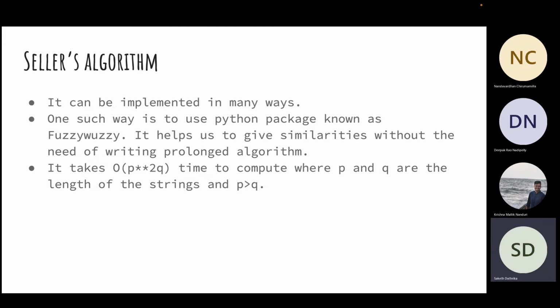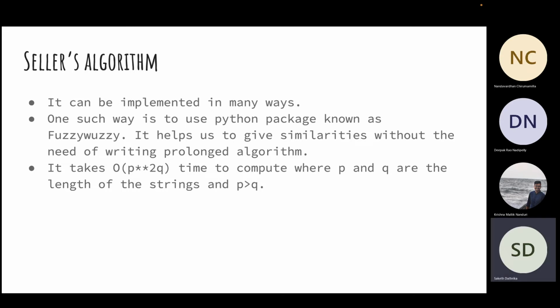And the next part would be to use the Sellers algorithm to complete the 2D matrix and fill in the minimum edit distance between the given row and column and get the similarities between the two strings. The Sellers algorithm can be implemented in many ways. One such way is to use the Python package known as FuzzyWuzzy. It uses Levenshtein distance to calculate the differences between the sequences and get the similarities between them. The ratio method in fuzz is used to give the similarity between the strings.